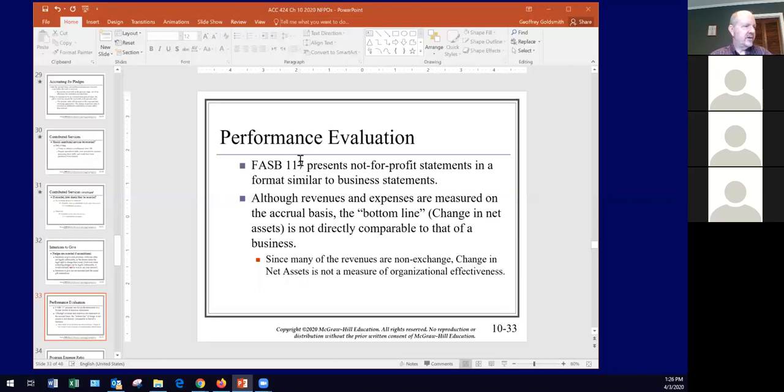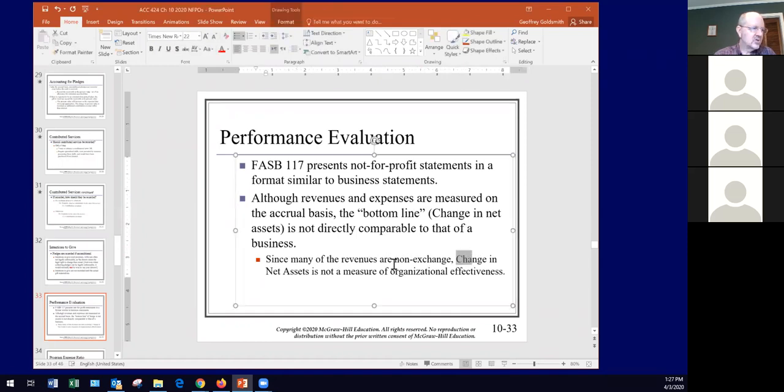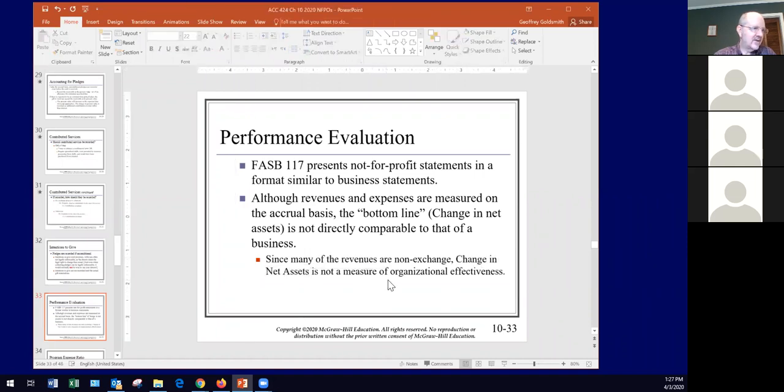Performance evaluation. FASB 117 says not-for-profit statements should be in a format similar to those of business companies. Revenues and expenses are measured on the accrual basis, but the bottom line change in net assets is not directly comparable to that of a business. And since many of the revenues are non-exchange, change in net assets is not a measure of organizational effectiveness.